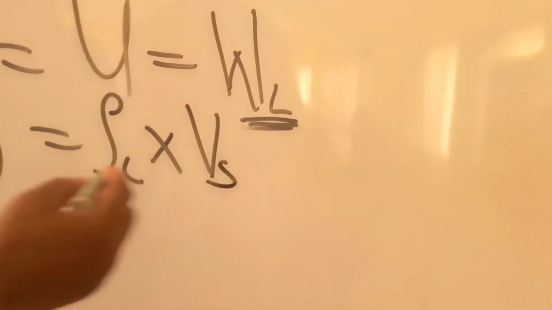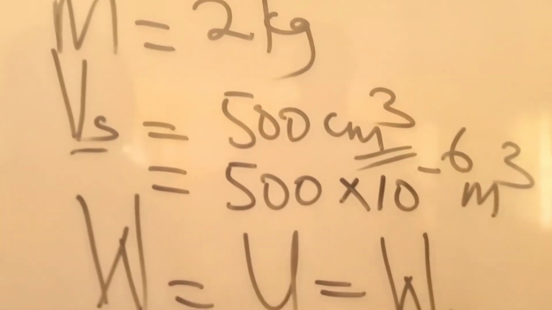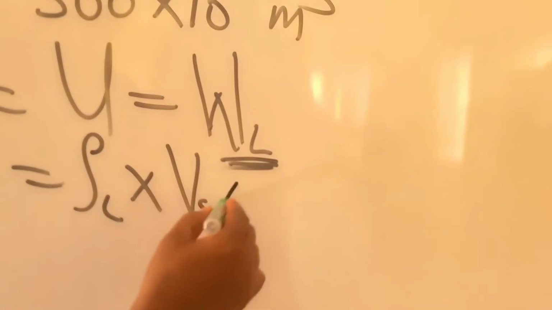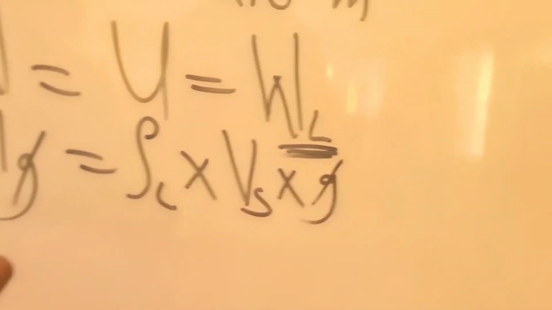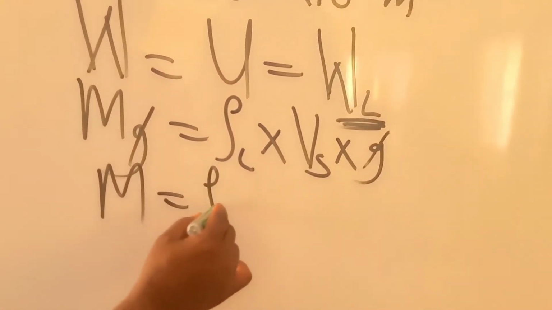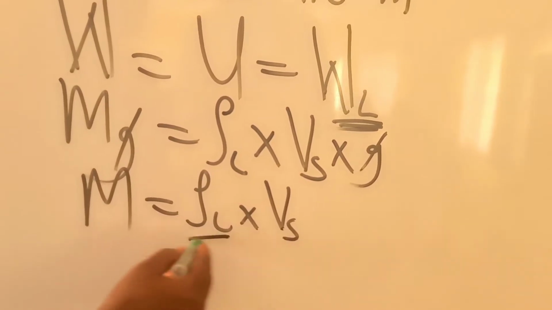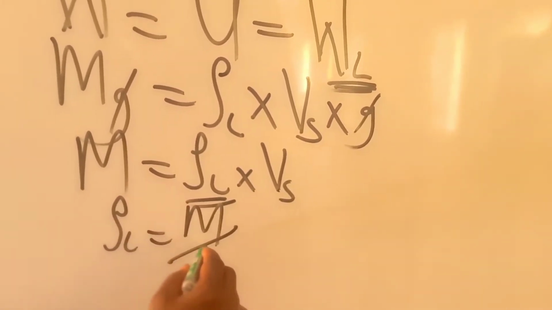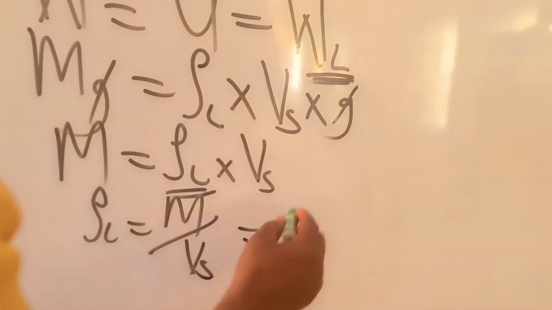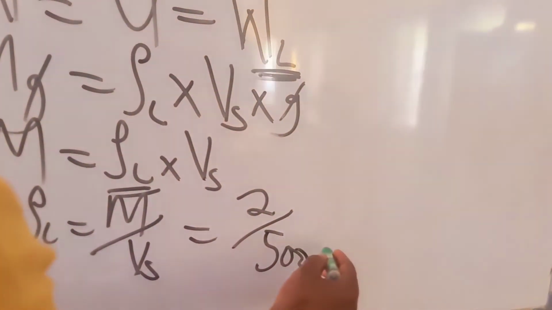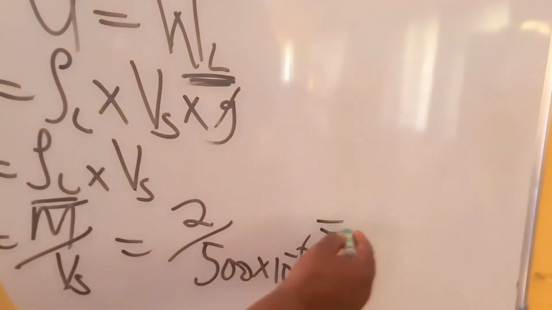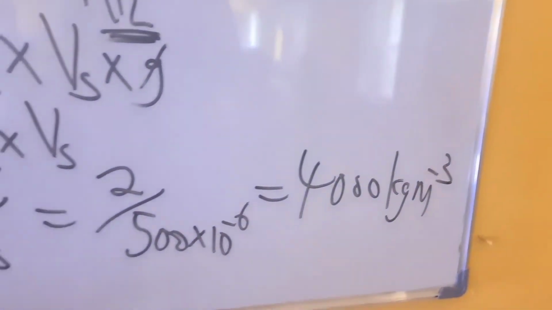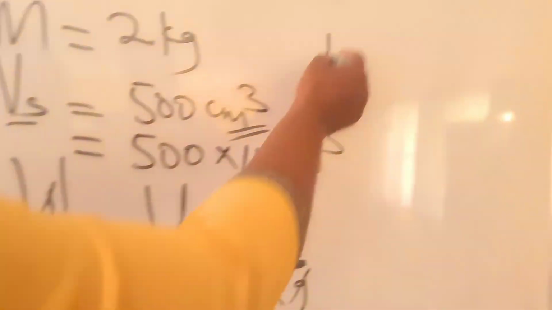In this case, we are still using the volume of the object, because Archimedes told us that the volume of the object is also equal to the volume of the liquid displaced, then times gravity. Gravity will cancel out. We have that mass is now equal to rho times the volume, making the density subject of the formula. We now have mass over volume, which will give us 2 over 500 × 10⁻⁶, and this gives us 4,000 kg/m³. That's the answer. The correct option here is option B.